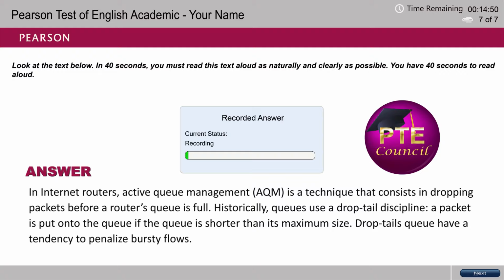In Internet routers, active queue management (AQM) is a technique that consists in dropping packets before a router's queue is full. Historically, queues use a drop-tail discipline. A packet is put onto the queue if the queue is shorter than its maximum size. Drop-tail queues have a tendency to penalize bursty flows.